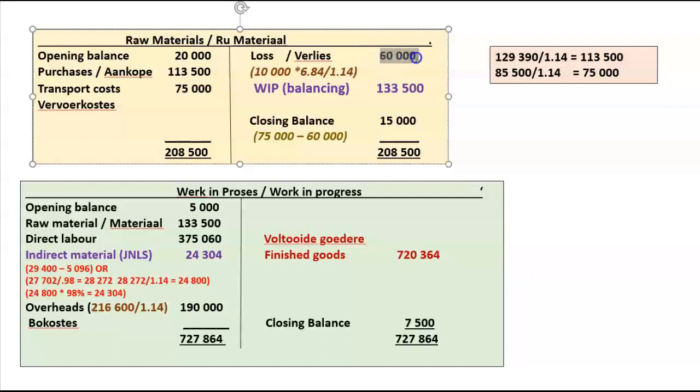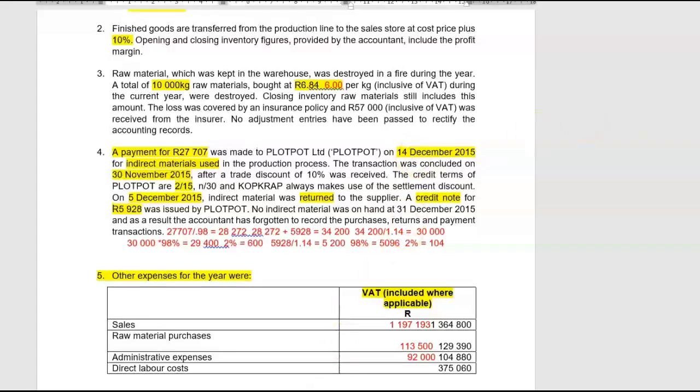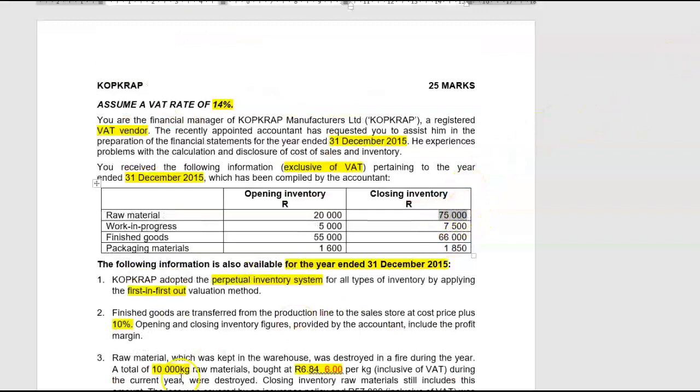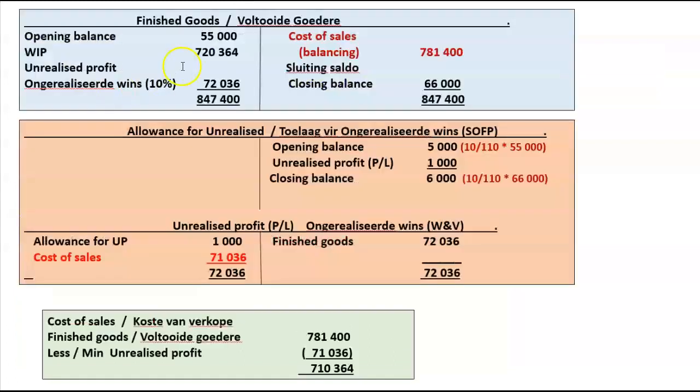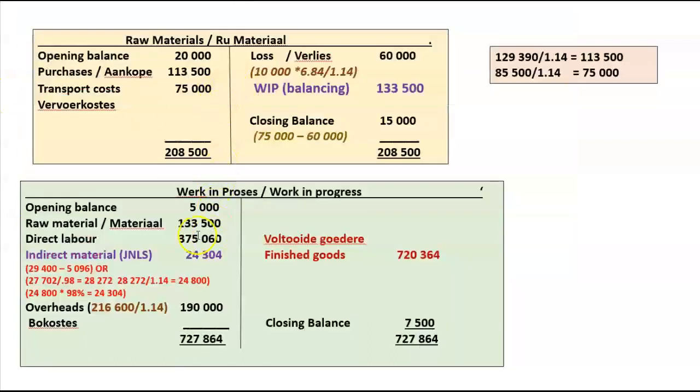So what is important is that you've recorded the 60,000 Rand loss in the raw material account and that you've adjusted the closing balance to 15,000 as opposed to the 75,000 that's lying there. Now, if you're going to balance off your raw material account, you will see that the balancing figure is my amount of raw material issued into the production process, which is going to be posted against work in progress, which is 133,500. So in my work in progress account on the debit side, there's my raw material, 133,500.